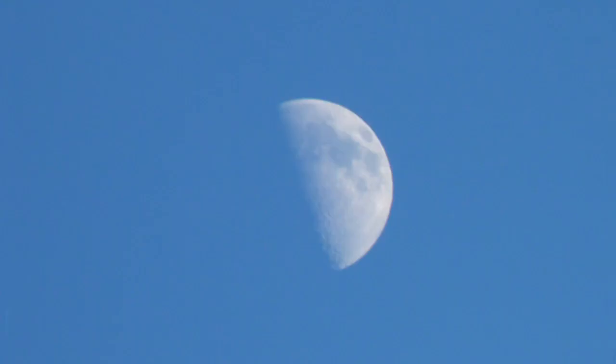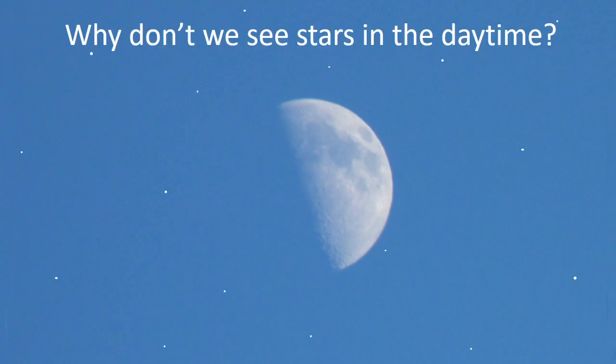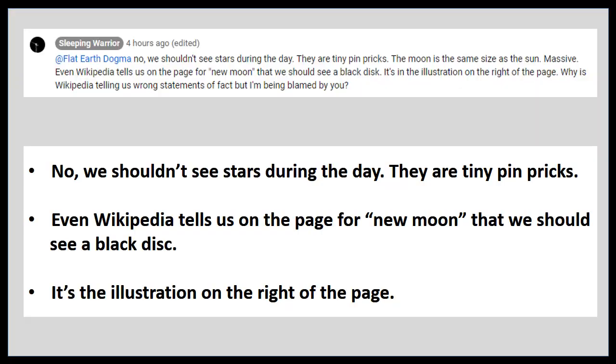Here we have the first quarter moon, and we can clearly see that the shaded side is just blended right in with the blue sky. So I decided to ask you a question. Why don't we see the stars in the daytime? And you actually answered me. No, we shouldn't see stars during the daytime. They are tiny pinpricks. Well, is it that they are tiny pinpricks, or is it that the brightness of the daytime blue sky obscures them? And then you went on.